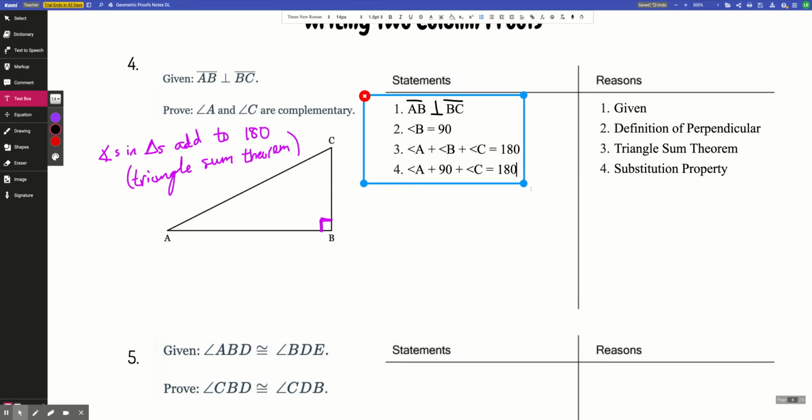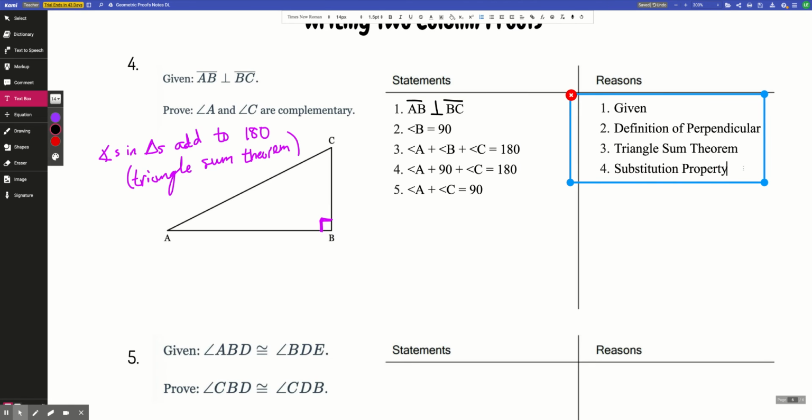And now I have an equation that I can do some solving with. So really what I need to do is move this 90 over to the other side and get rid of it. So I'm going to subtract it, right? And when I subtract it, I get angle A plus angle C equals 90, right? Remember, the key thing with proofs is you don't have to show the work, right? You don't have to show the actual subtraction because you're saying that the reason is the subtraction property. Okay, remember, it's the subtraction property because we are subtracting the same number from both sides of the equation.